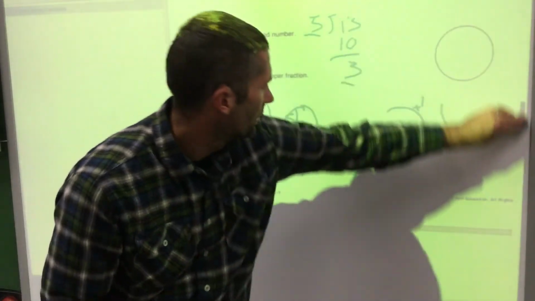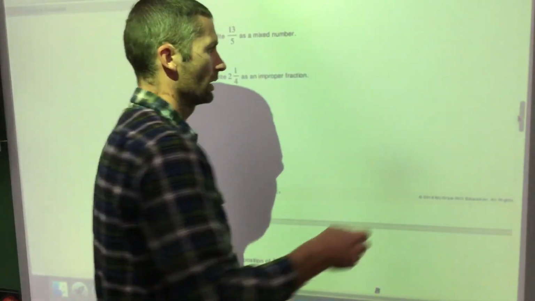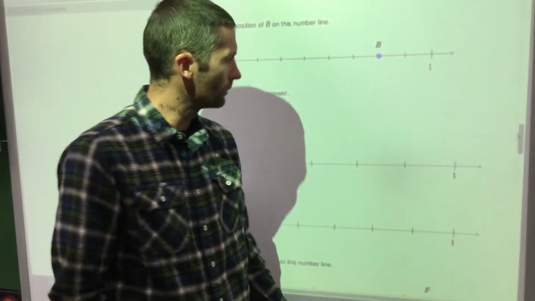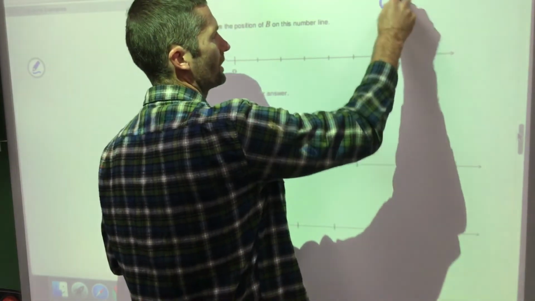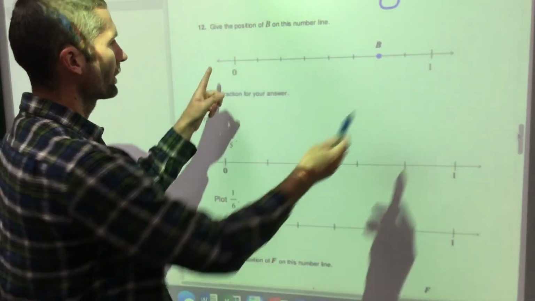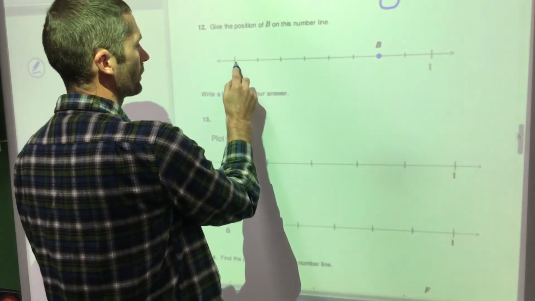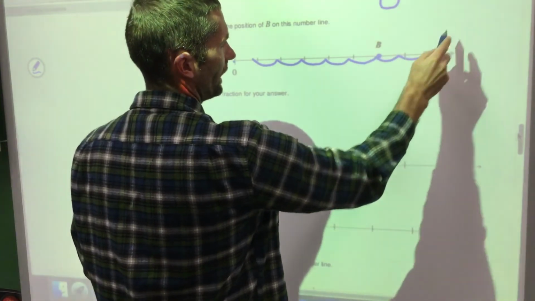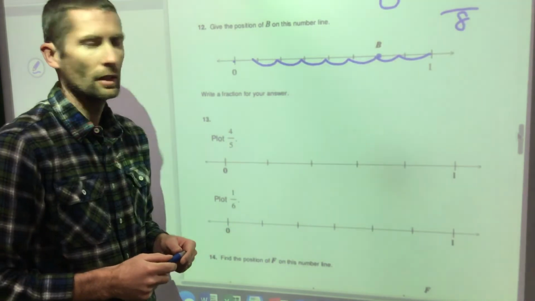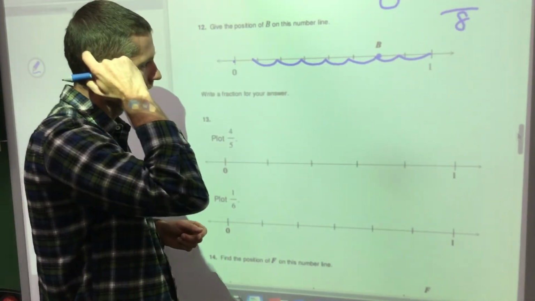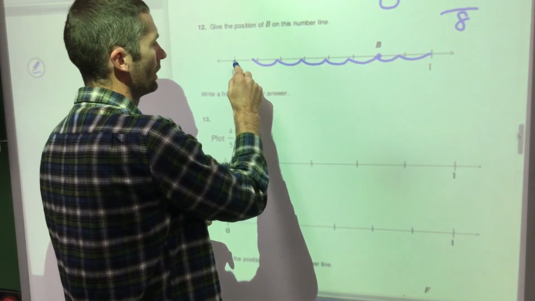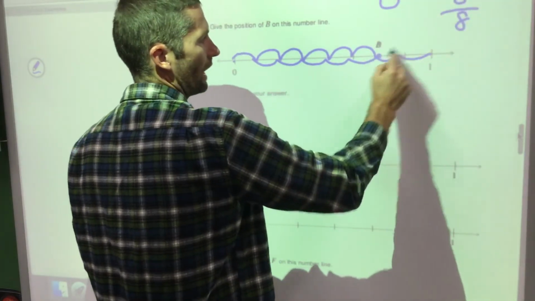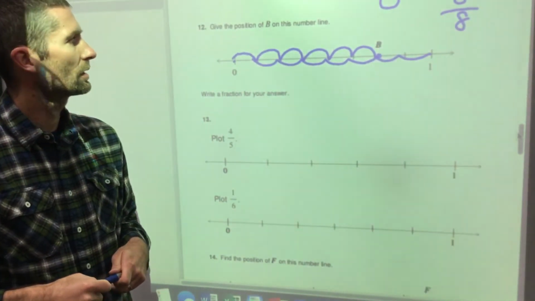Okay, let's move on to a number line now. The next one says, give B on the number line. Okay, so it's going to be between 0 and 1, so my whole number is going to be 0. You don't have to write it if it's 0. Then we want to figure out how many spaces there are between 0 and 1. There's 1, 2, 3, 4, 5, 6, 7, 8. So there's 8 spaces there. Count the spaces, don't count the ticks. Now I'm going to figure out how far over B is. B is 1, 2, 3, 4, 5, 6. So it's 6/8 of the way to 1. So the answer is 6/8.